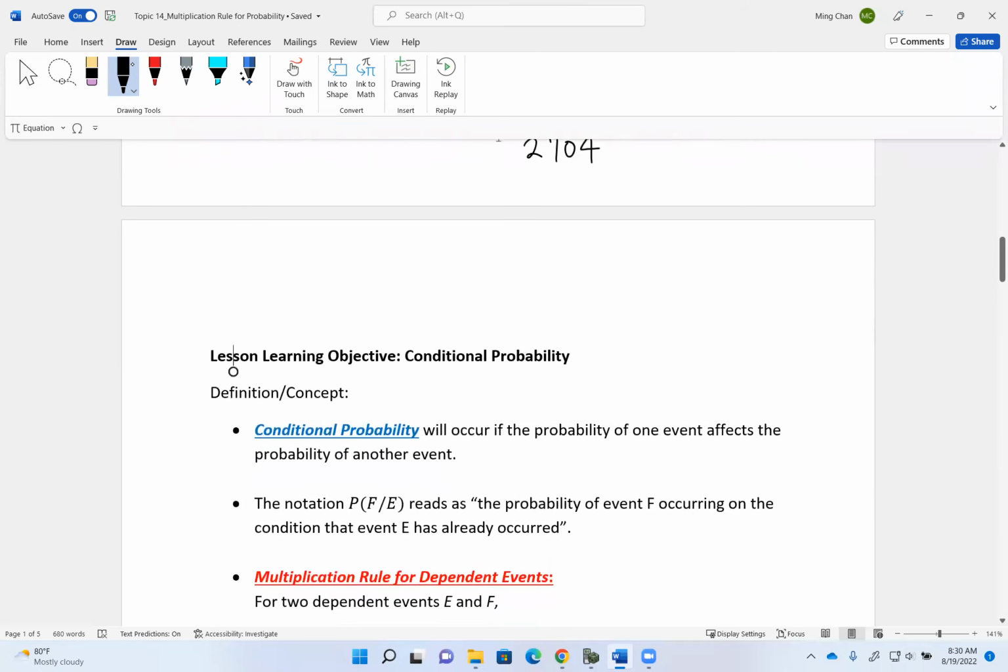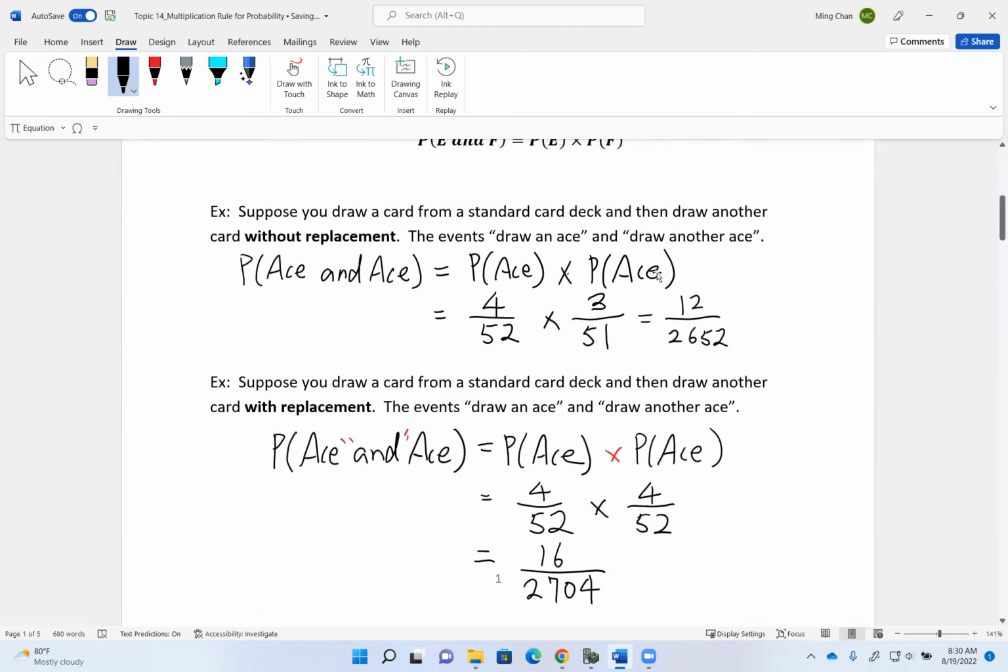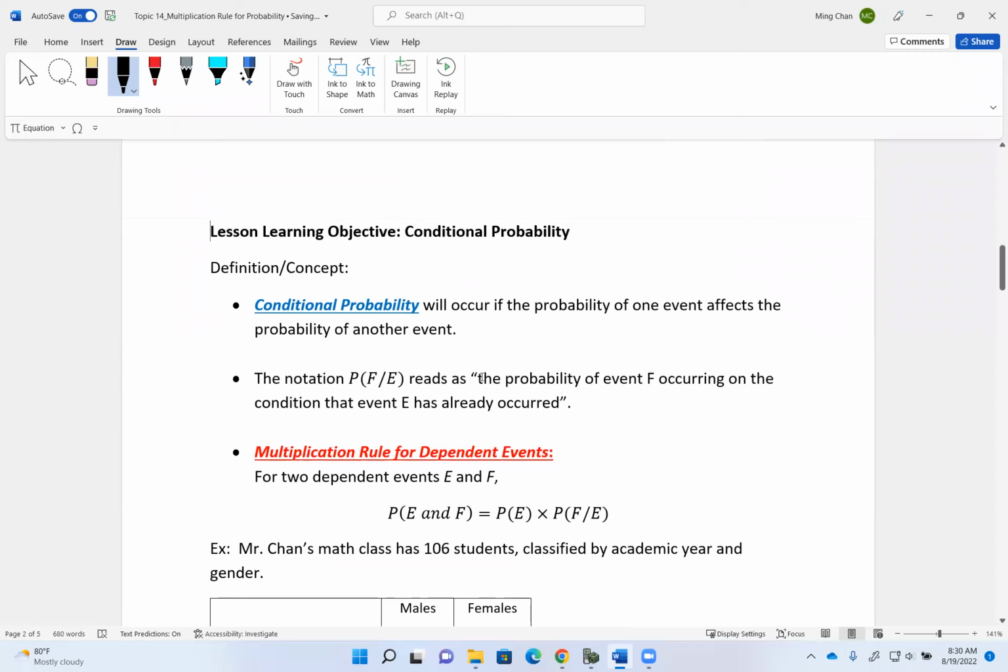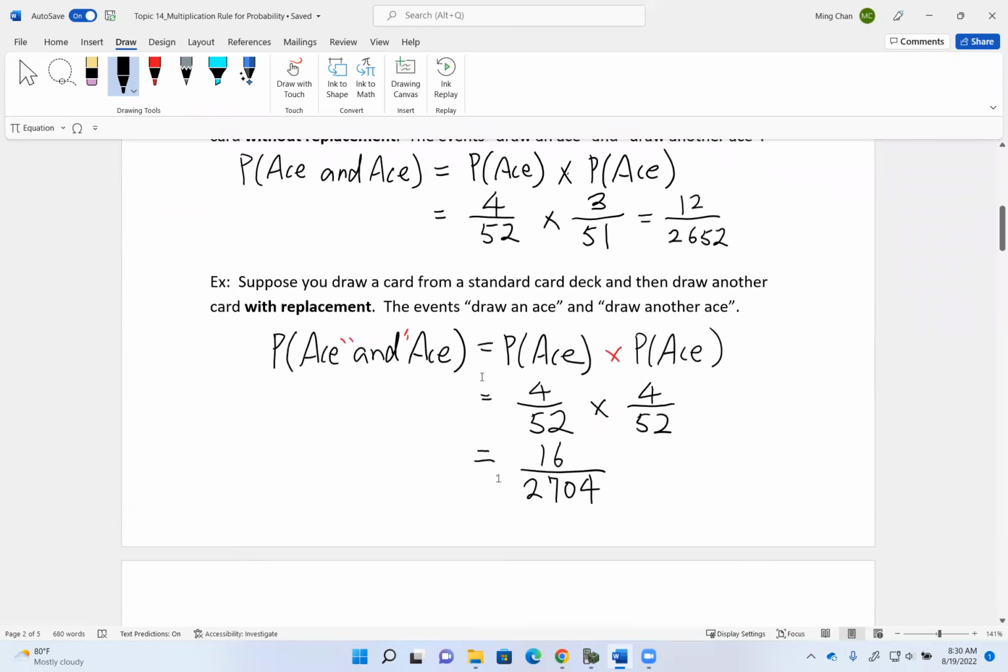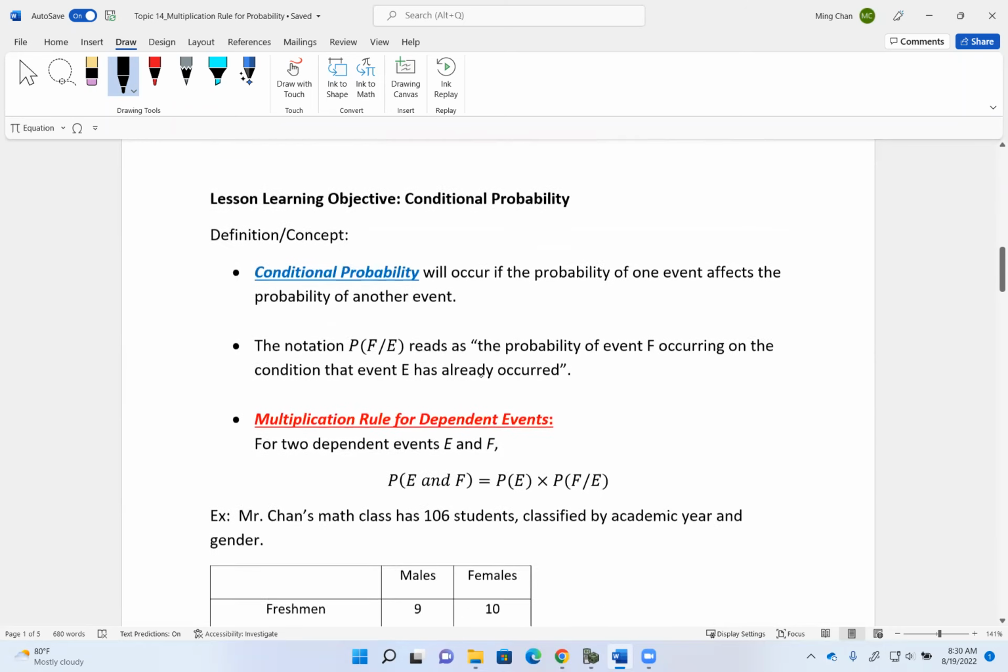Here's another concept I want to introduce called the conditional probability. If the second event gets affected by the first event, then those are what we call conditional probability, because the second event is based on the condition of what happened with the first event. So conditional probability will occur if the probability of one event affects the probability of another event. The problem I just did, the without replacement, is considered a conditional probability.